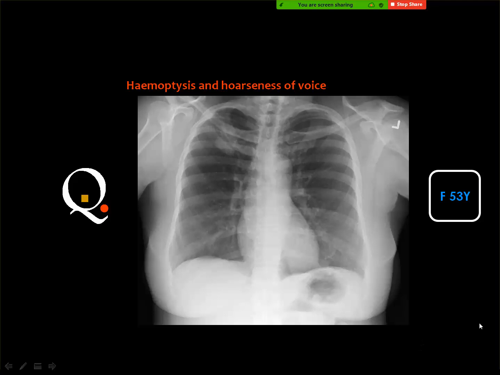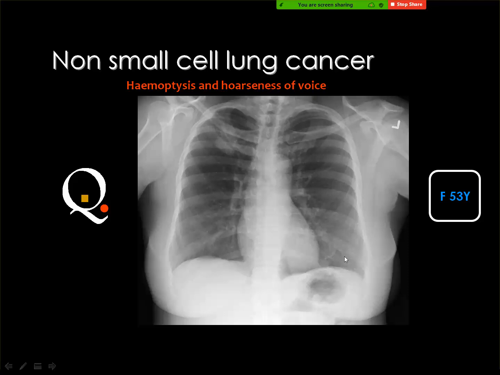There is a mass in the right upper lung. This is metastasis. No, Pancoast tumor will be here. No, this is bronchogenic carcinoma. Yes, bronchogenic carcinoma. This film is intended to teach that whenever you are confronted by a lesion like this, do not diagnose anything apart from lung cancer until proved otherwise, especially in patients who are smoking or have hemoptysis and some change in the voice because of the recurrent laryngeal nerve.